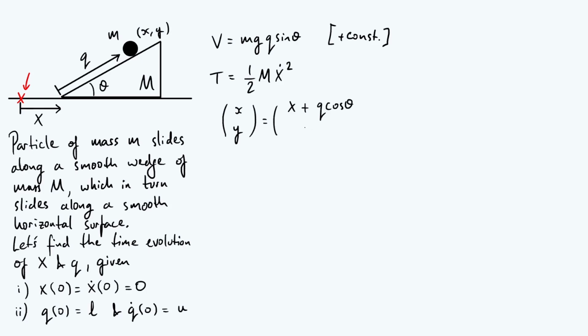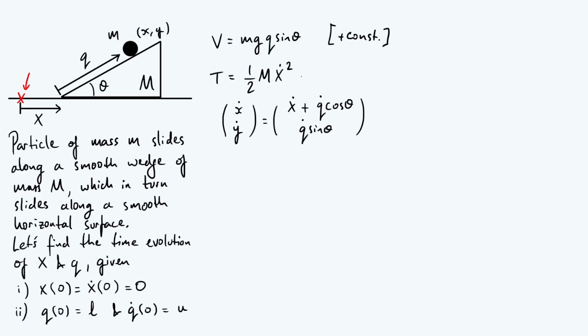The y coordinate is even easier, and in fact we've already done the y coordinate without explicitly saying it when we wrote down our potential energy. It's just q sine theta because we are resolving in the vertical direction. Then to turn those into velocities, which is what we need for kinetic energy, all we need to do is differentiate everything with respect to time. So we put dots on the coordinates, and then we just put dots on our X's and our q's, and theta is a constant, so we don't need to worry about that.